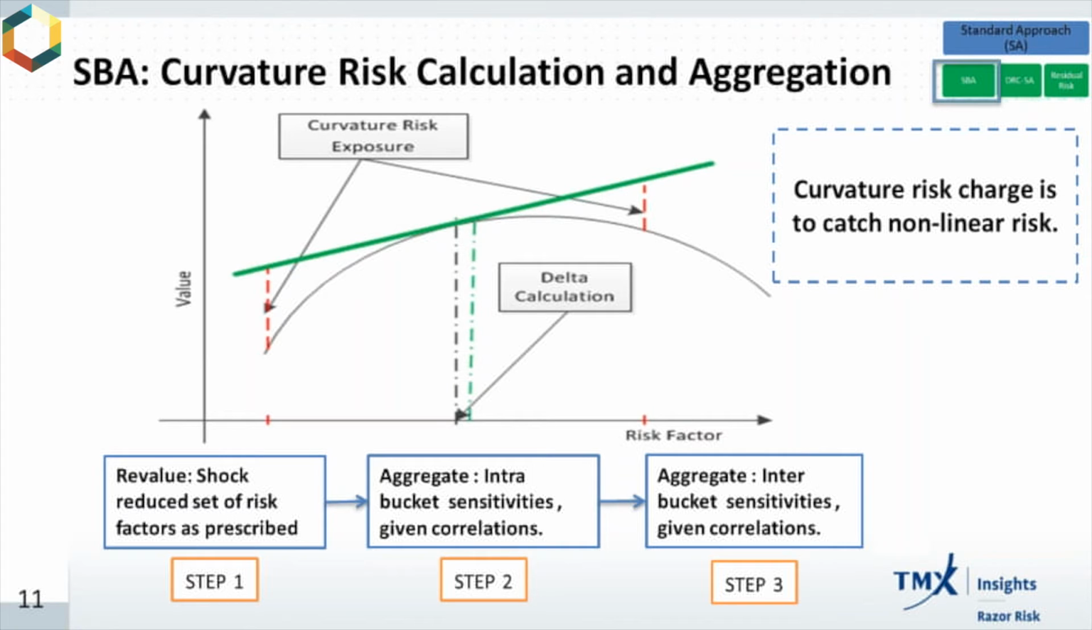Aggregation for curvature process is quite similar to delta aggregation, except it ignores negative curvature in the general case. As we show in the graph, the first step is to calculate curvature. Then we aggregate using inter-bucket correlation. And then again, we aggregate using intra-bucket correlation to reach the component charge.